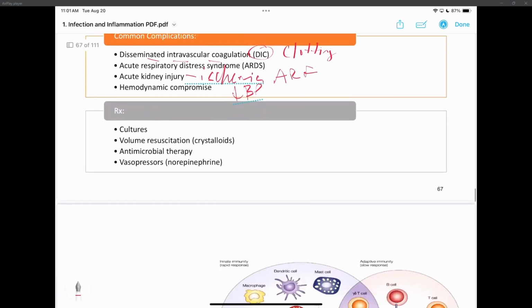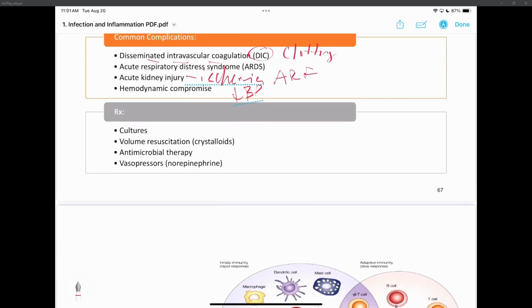So treatment, RX cultures, find out what's growing, give them volume, resuscitation is the big one, antimicrobials, and here's your vasopressors. Remember I said, what's the very, very last phase of sepsis, the most severe one? Septic shock. And what is the requirement for septic shock? What don't they respond to anymore? Fluids. So you have to give them a vasopressor.